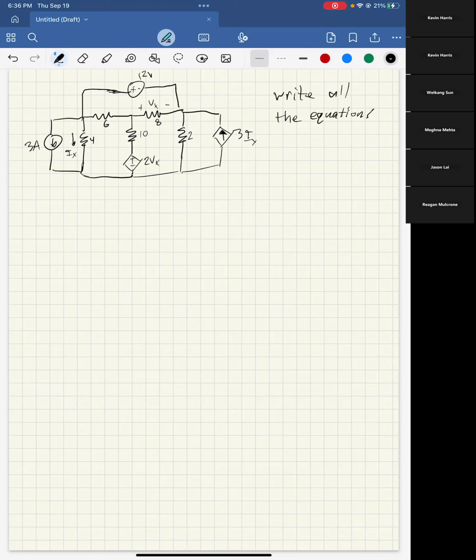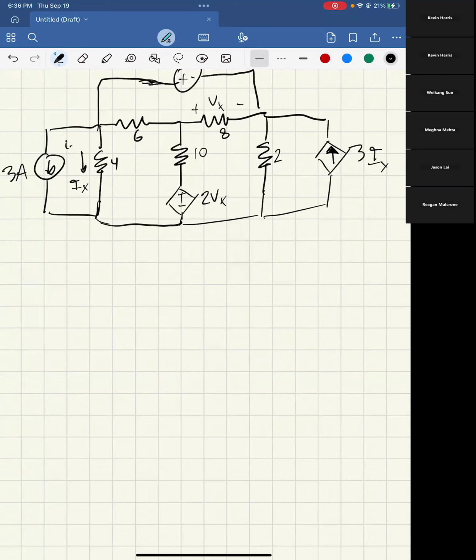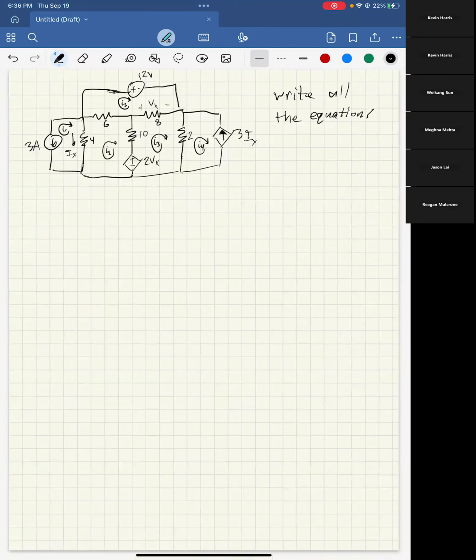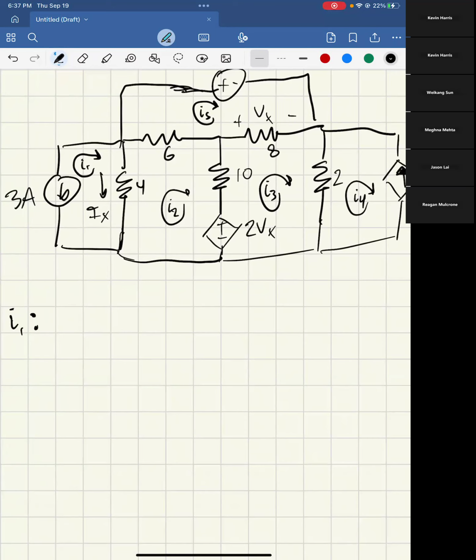So what you've got to start with is defining your mesh currents. So I'm just going to go, this is I1, this is I2, this is I4, and this is I5. It doesn't matter what order you do it in, you'll end up getting the same equations anyway, just with different numbers on your I's. So starting with I1, just like I mentioned before, here it's very easy. We see that I1 goes through this current source, and it is the only thing going through that current source. So we can directly say that I1 equals negative 3 amps.